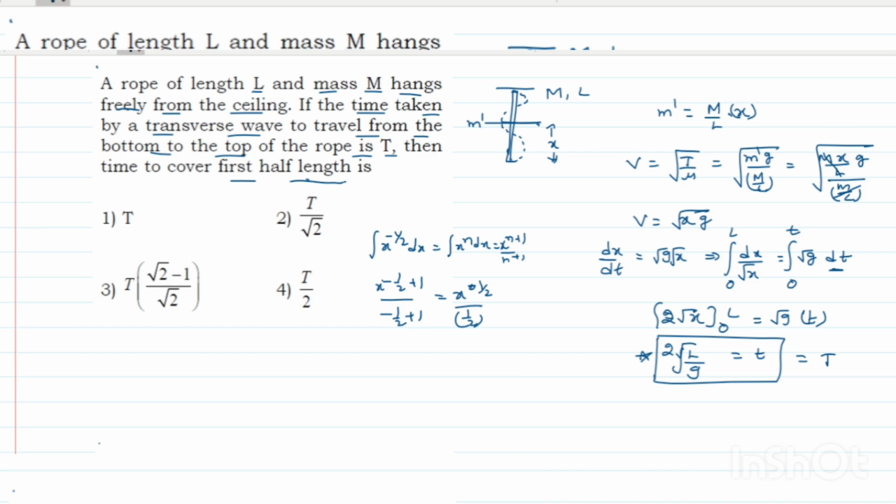First half of the length means, from this same formula, t dash equals 2 into root over L by 2 by g, bringing g into the denominator. Now we can write this as 2 into root over L by g, divided by root 2. And 2 into root over L by g is t, so we get t by root 2, which is the correct answer.